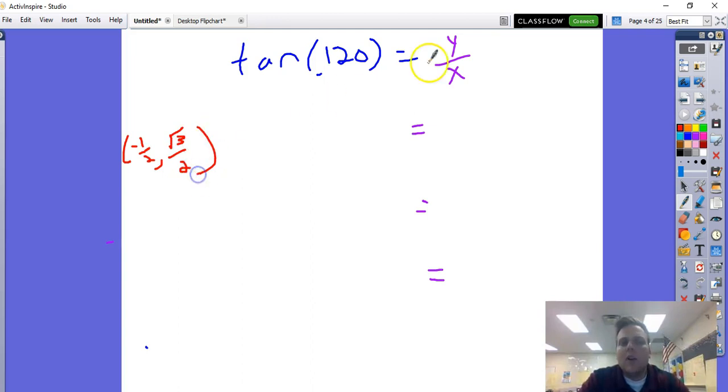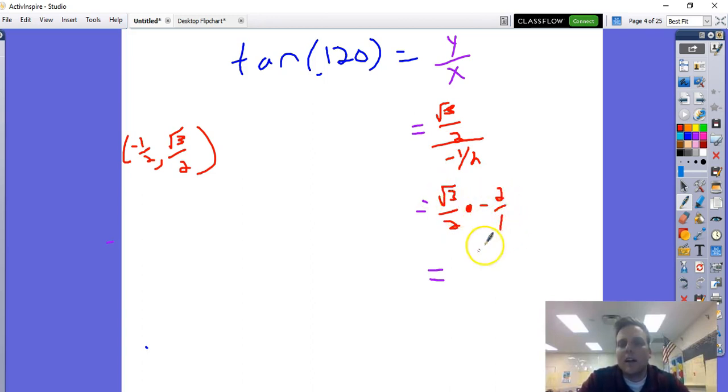Okay, and we know that tangent is equal to y divided by x. So in this case, y, which is square root of 3 over 2, divided by x, which is negative 1/2. So now I just divide fractions. To divide fractions, you keep the numerator the same, so square root of 3 divided by 2. You go from division to multiplication, and you flip the second fraction.